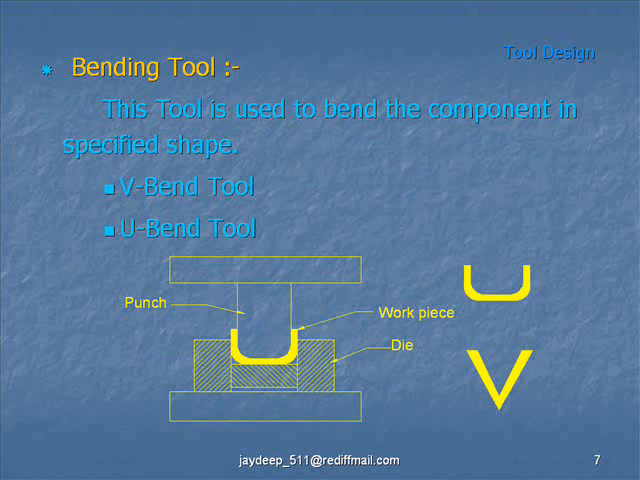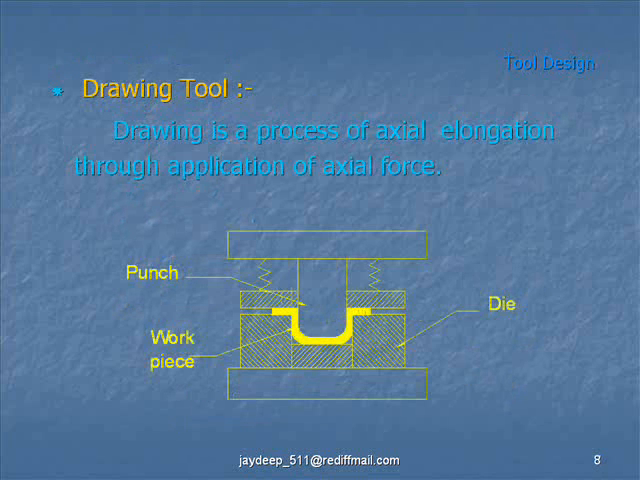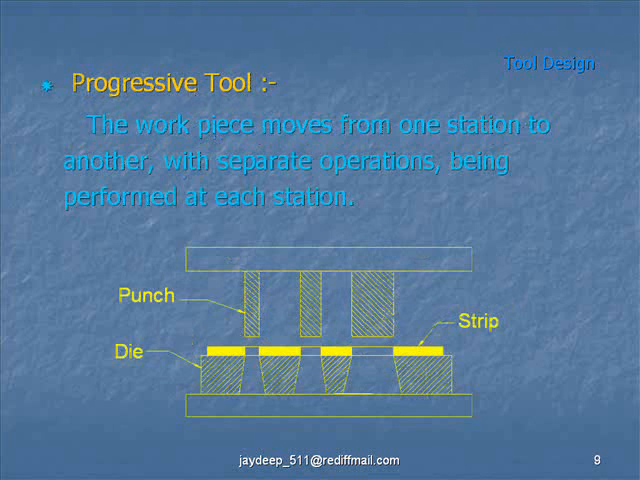Bending tool. This tool is used to bend the component in specified shape, that is V bend tool, U bend tool. Drawing tool. Drawing is a process of axial elongation through application of axial force. Progressive tool. The workpiece moves from one station to another with separate operations being performed at each station.